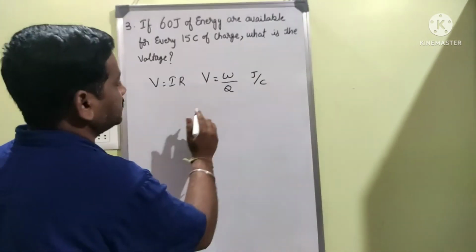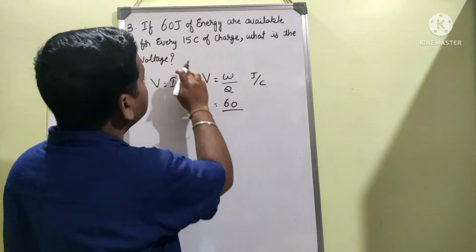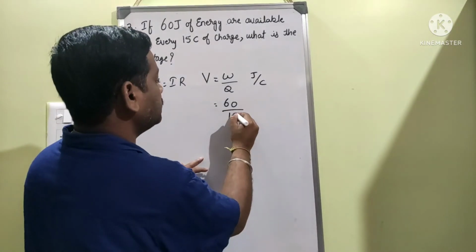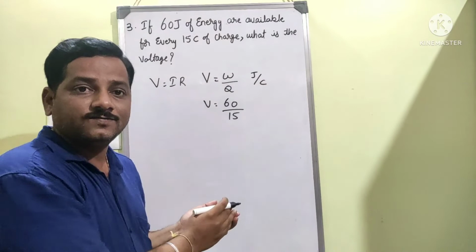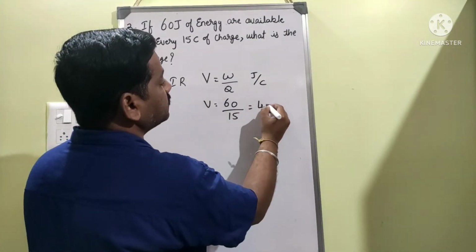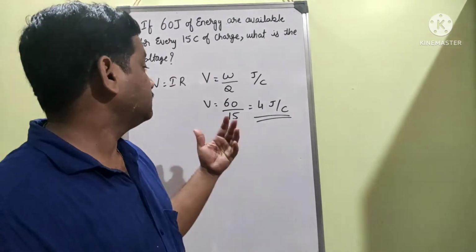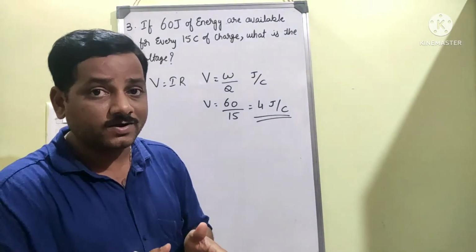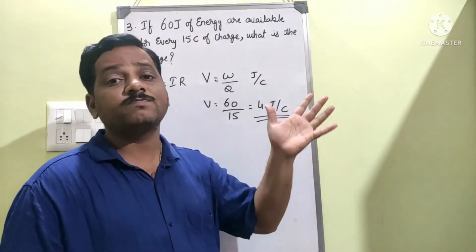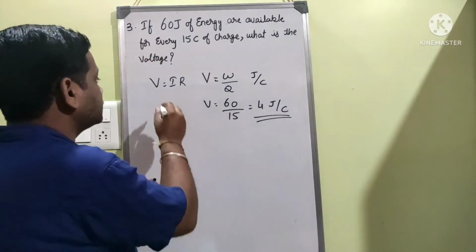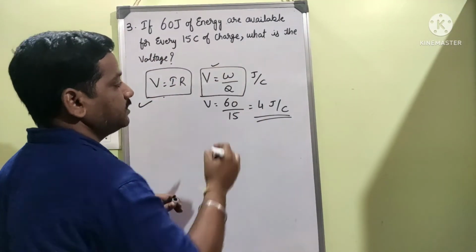So according to this question, they have mentioned that it takes 60 joules to move 15 coulomb of charges. So what is the voltage? This is the relation. So V equals 60 by 15, that is 4 joules per coulomb is the voltage. So here the one basic thing we have understood is that voltage can also be given in terms of joules per coulomb. It's not only this, the other is also okay, but this is the basic definition of voltage.